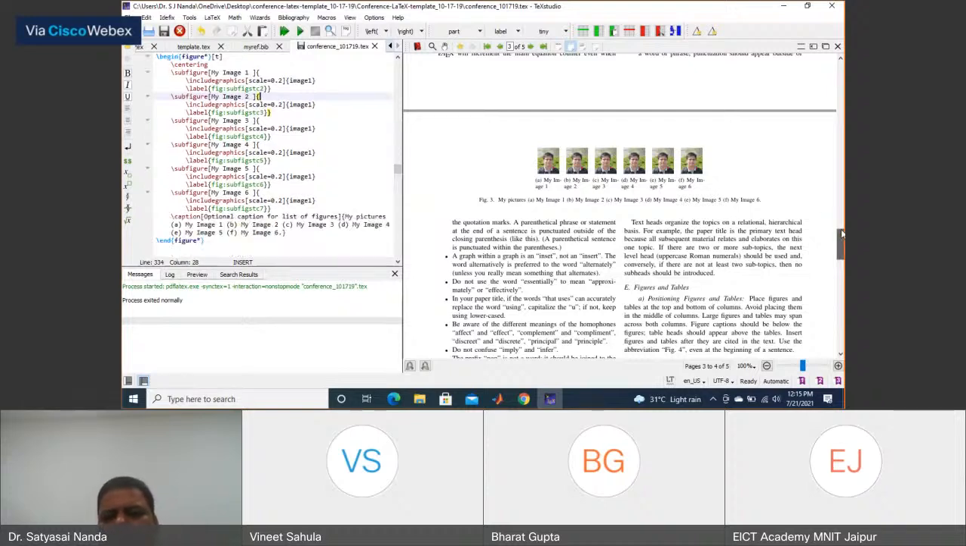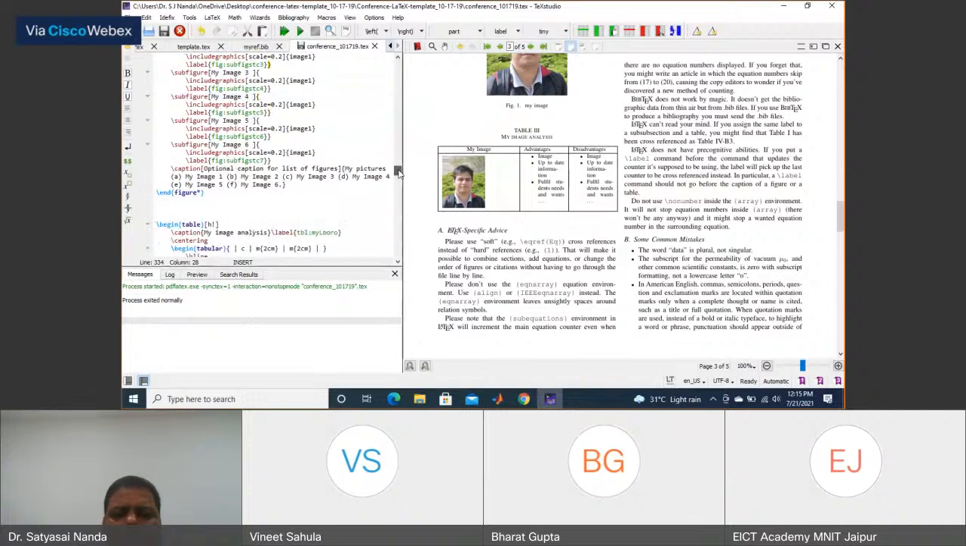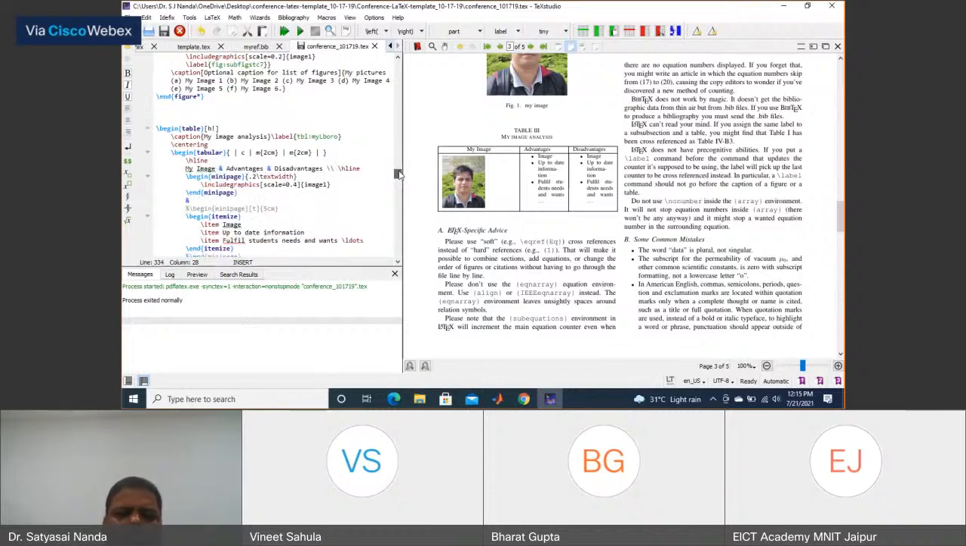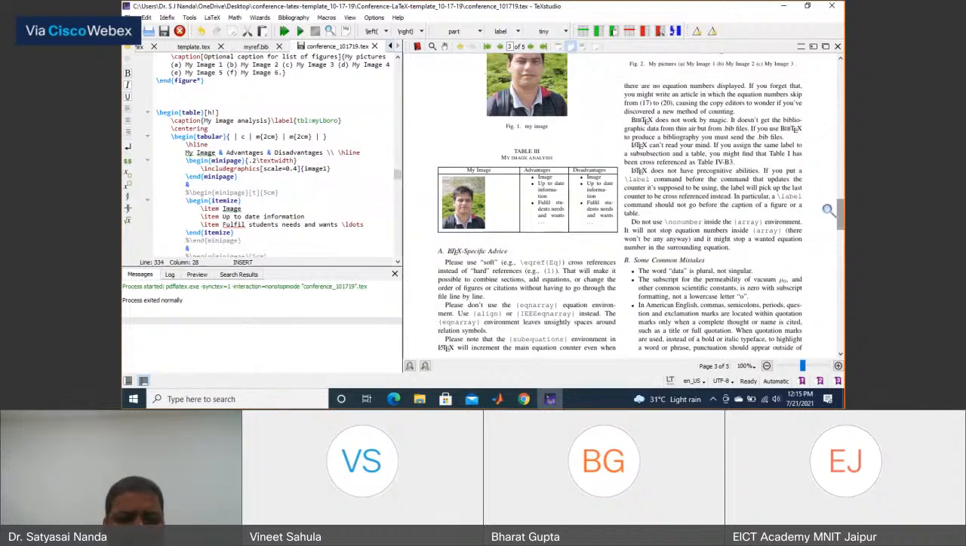Then images inside the table. So over here inside a table we have inserted an image, and on the second column there are some advantages and on the third column there are some disadvantages. So inside the table you can insert an image by using minipage. Over here you can observe I have created a table. Inside the table I have created a tabular, and I have made the columns of 2 cm and of central type alignment.